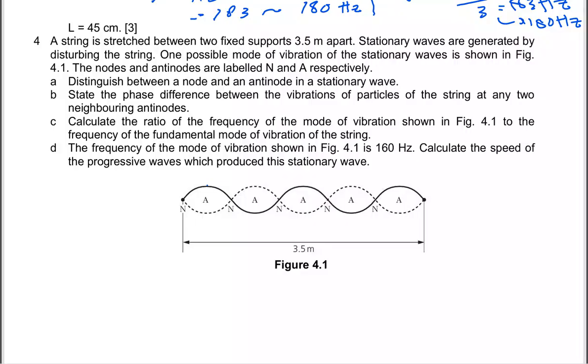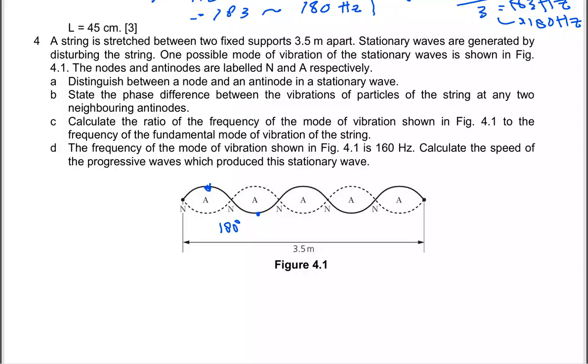State the phase difference between vibrations of particles at any two neighboring antinodes. Okay, neighboring antinodes. So this is an antinode and this is an antinode. The phase difference is 180 degrees, because they are out of phase.